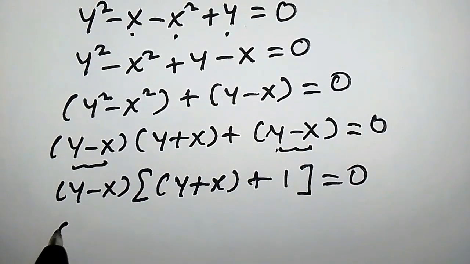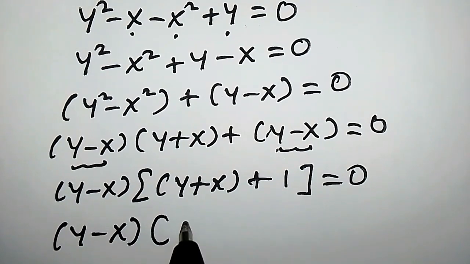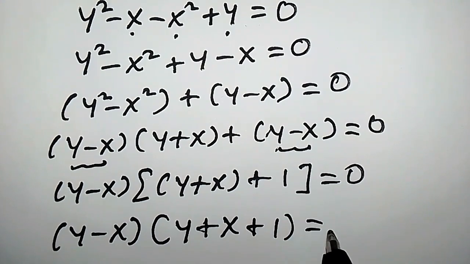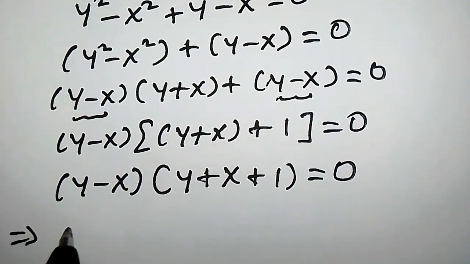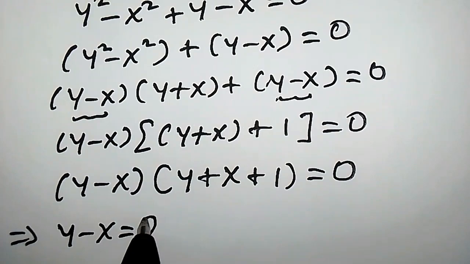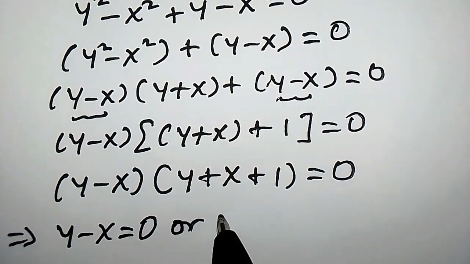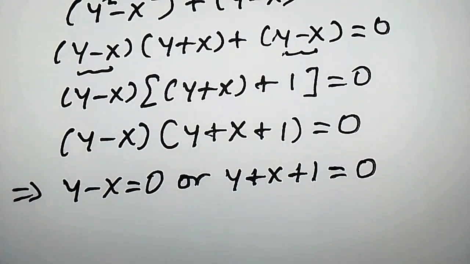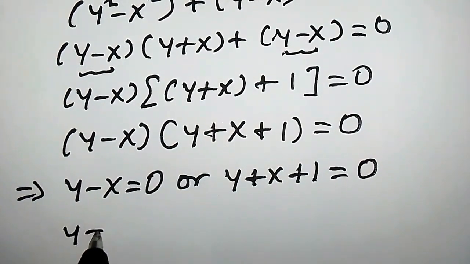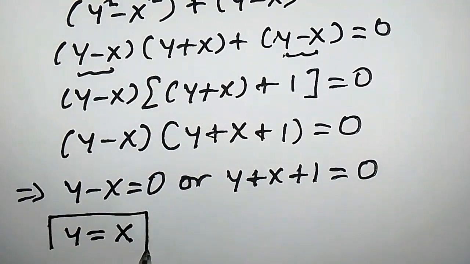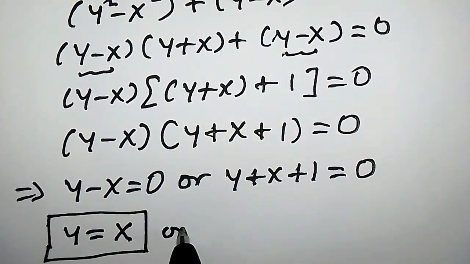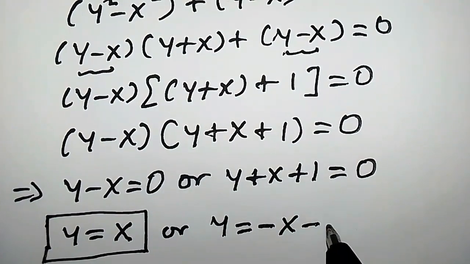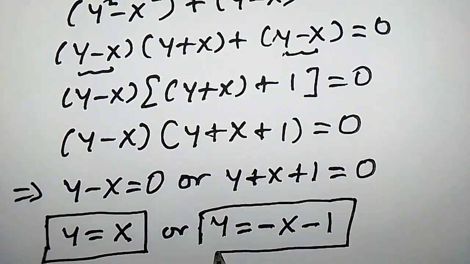Let's continue. y minus x times y plus x plus 1 is equal to 0. This implies that y minus x is equal to 0, or y plus x plus 1 is equal to 0. Clearly, from this line, y is equal to x. Take note of this, it is very important. Or, from this line also, y is equal to negative x minus 1. Take note of this also.